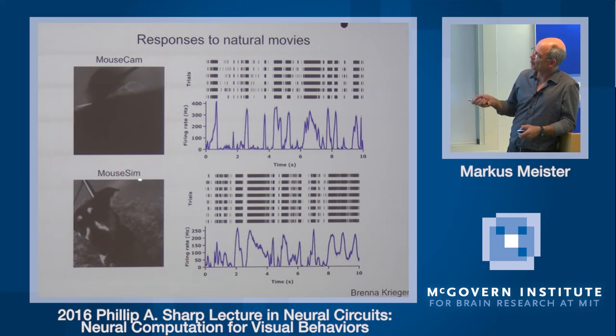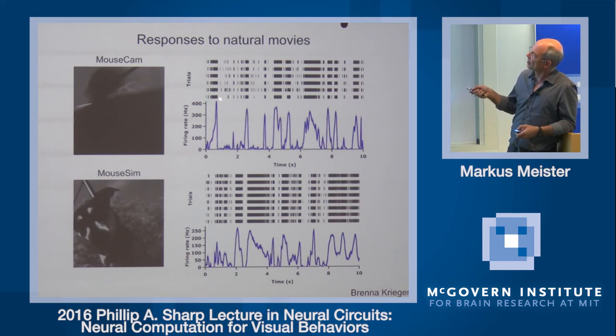So obviously we have higher resolution movies from the simulation, where we can work with a big video camera rather than a really tiny one. But remarkably, the responses of alpha ganglion cells to these two types of movies are very similar. And here they're illustrated with raster graphs, 6 successive repeats of the identical movie, and the average firing rate as a function of time throughout the movie.